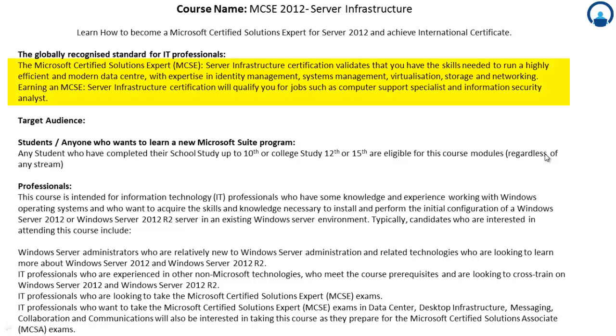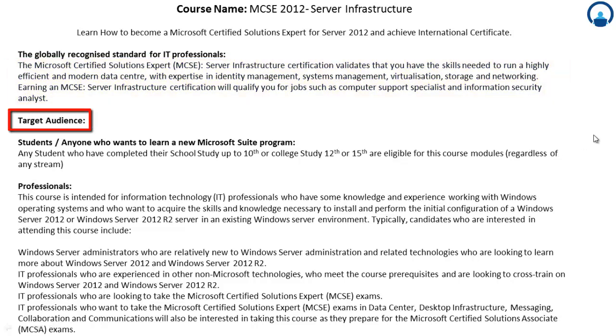The Microsoft Certified Solutions Expert, that is MCSE, server infrastructure certification validates that you have the skills needed to run a highly efficient and modern data center, with expertise in identity management, system management, virtualization, storage, and networking. Earning an MCSE server infrastructure certification will qualify you for jobs such as computer support specialist and information security analyst.